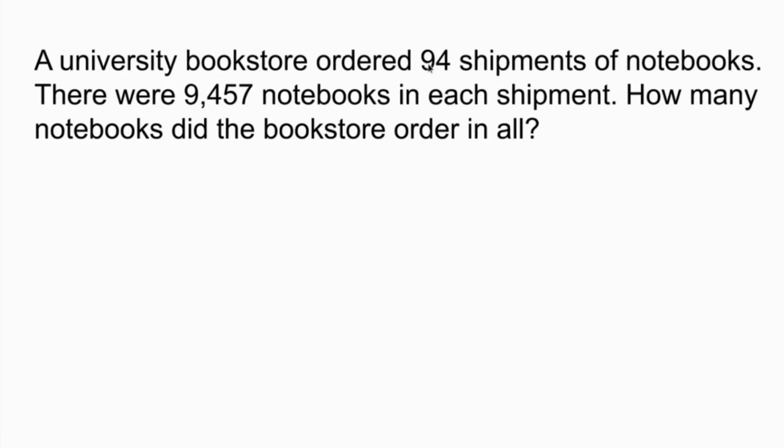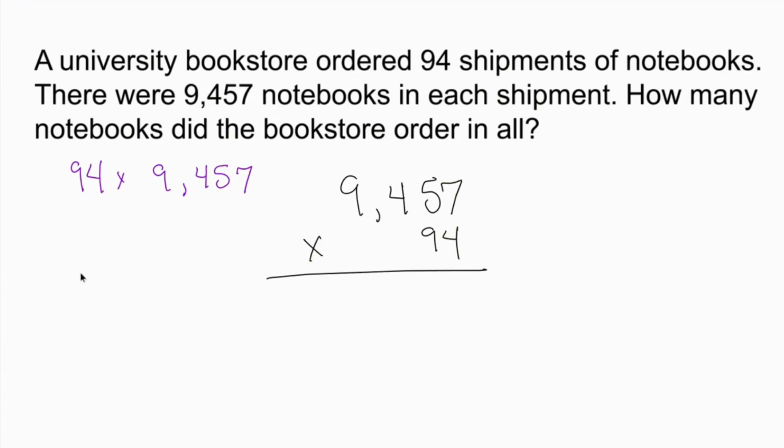So this is 94 groups of 9,457. So we multiply 94 times 9,457. Now I'm going to write out the standard way of multiplying this, and I always like to put my larger number on top, so I'm going to write out 9,457 times 94. Now when you multiply a 4-digit number to a 2-digit number, you go to the bottom number and start out with the number in the ones place value and multiply right to left, knowing that we're probably going to have to carry over a few times.